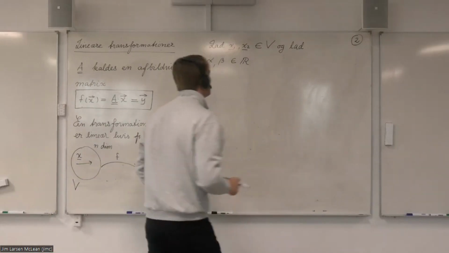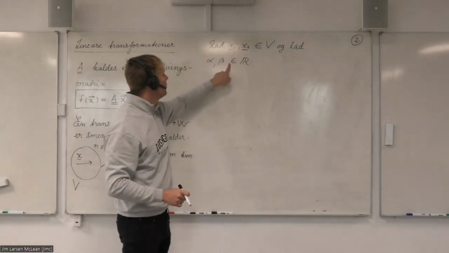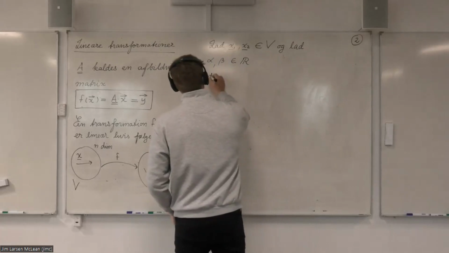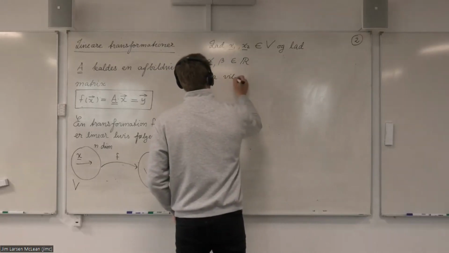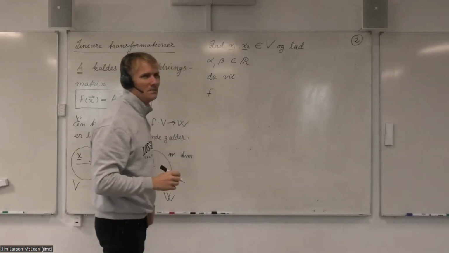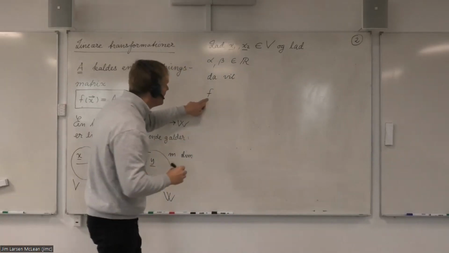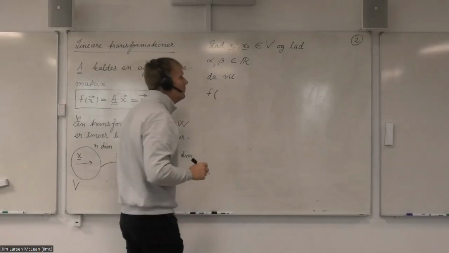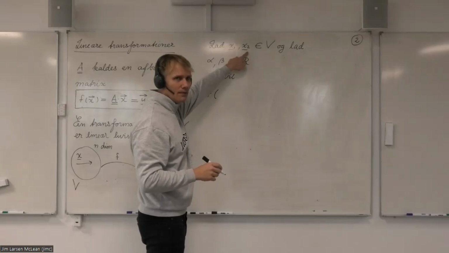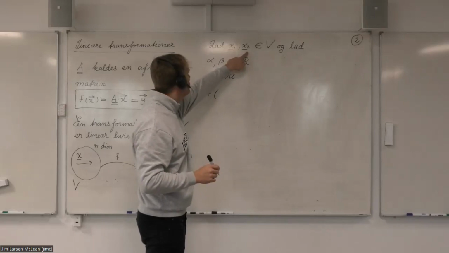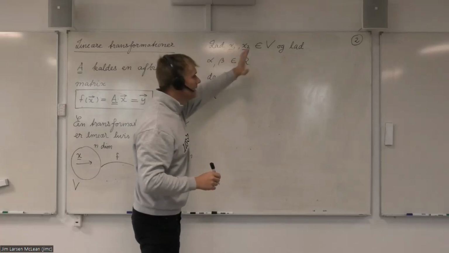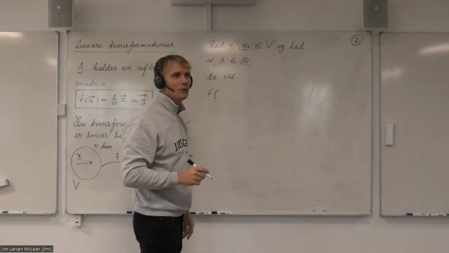So what it says now is pick two vectors and pick two real numbers. The following should be true. And now I'm writing it down. If I let f act on a linear combination of x1 and x2, what does it mean in plain language? It means take alpha and multiply it by that vector, take beta and multiply it by that vector, then add them together afterwards. Then you have made a linear combination of them.